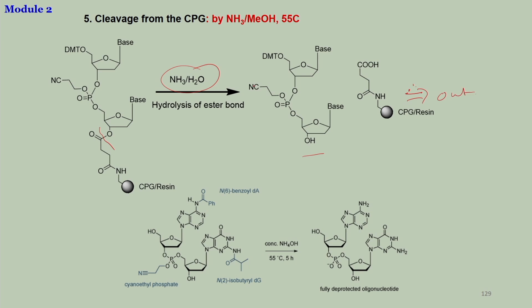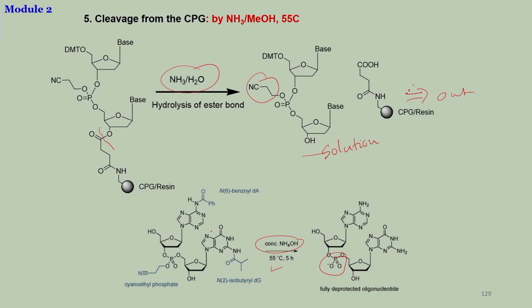This is now in solution phase, and your solid is out. You can take your solution and isolate from there. You can dry the ammonia out, dry the water out, and you have your compound. And this group as well as this group can be eliminated to get the pure phosphate if you just treat this with ammonium hydroxide at 55 degrees Celsius for a few hours. That will give you this.